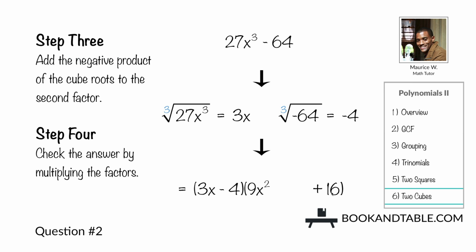Step 3, add the negative product of the cube roots to the second factor. The product of the cube roots is 3x times negative 4, which is negative 12x. So the negative product would be negative 1 times negative 12x, which would give you positive 12x. So when you factor 27x cubed minus 64, you get 3x minus 4 times 9x squared plus 12x plus 16.